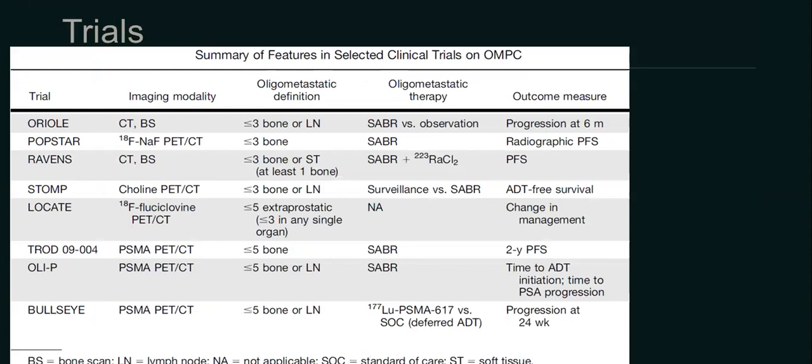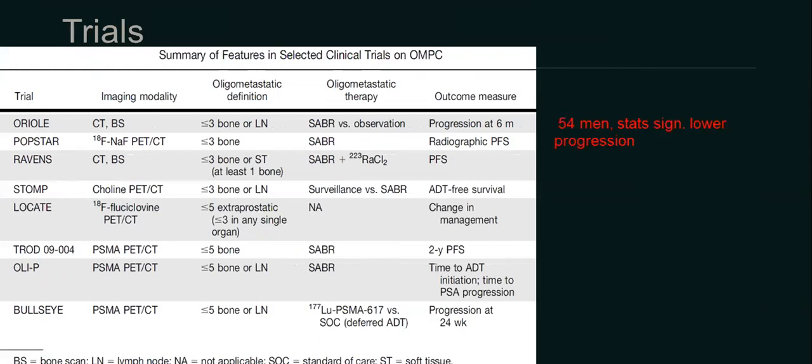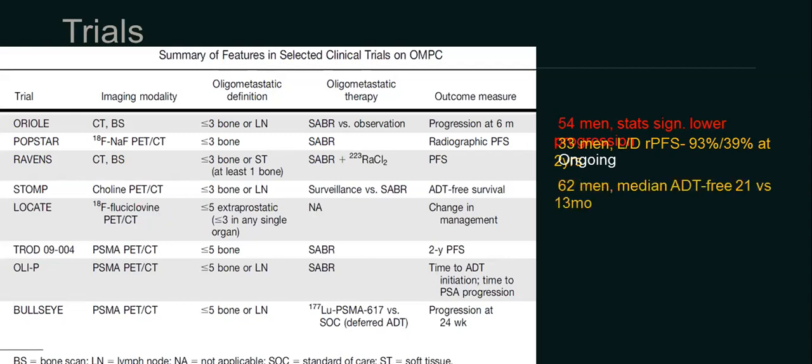There's a lot of trials in this, and I've tried to summarize. The part that struck me the most was these are not big trials. These are patients, a maximum of like 30 or 60. So you've got your ORIOLE trial, which showed 54 men, and there was a statistically significant lower progression rate at 6 months. Your POPSTAR had 33 men, and the local and distant recurrence-free survival was 93 and 39 at 2 years. The RAVENS trial is ongoing. The STOMP trial had 62 men with a median ADT-free survival of 21 versus 13 months.